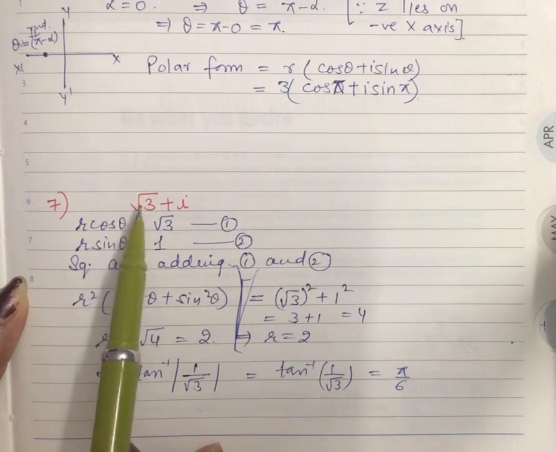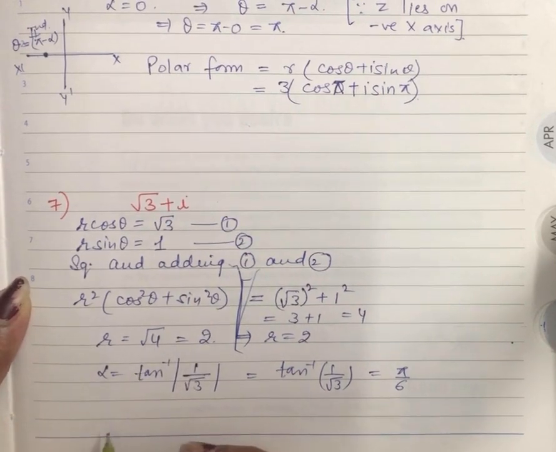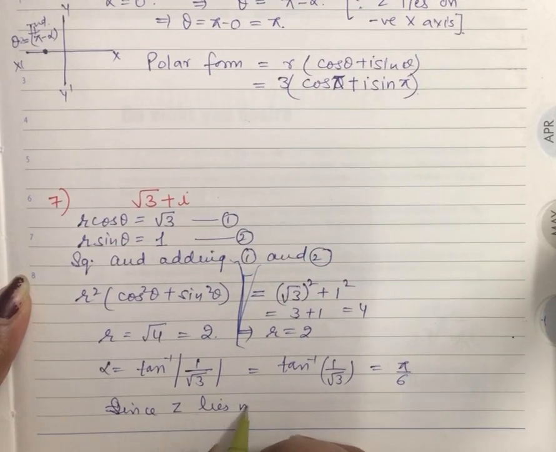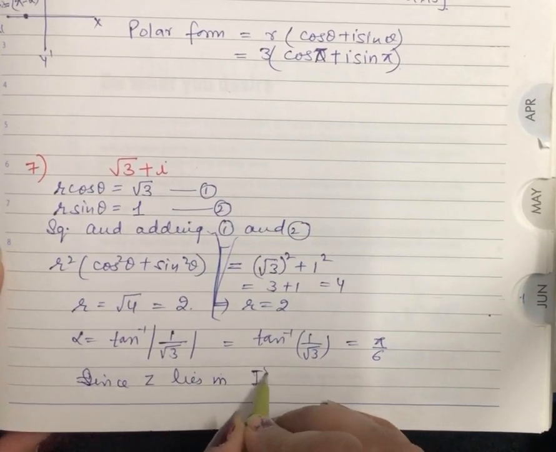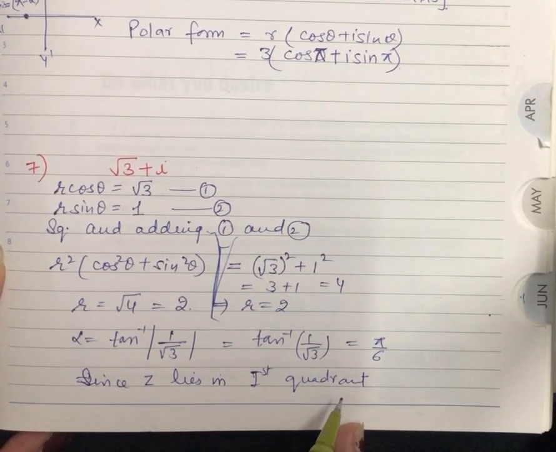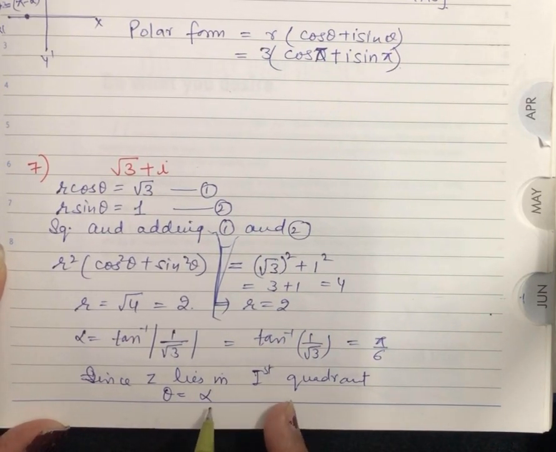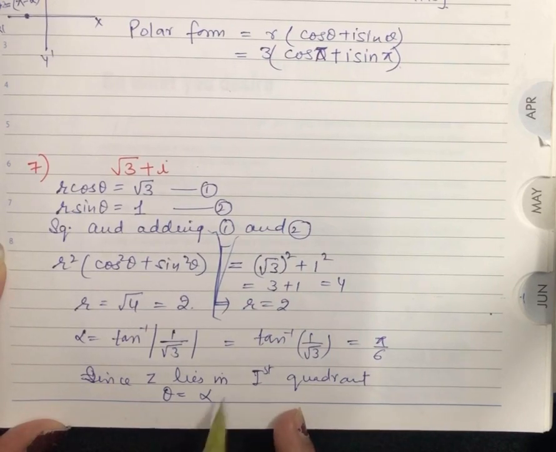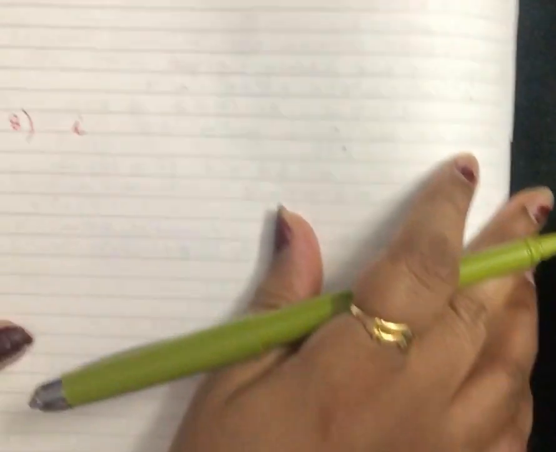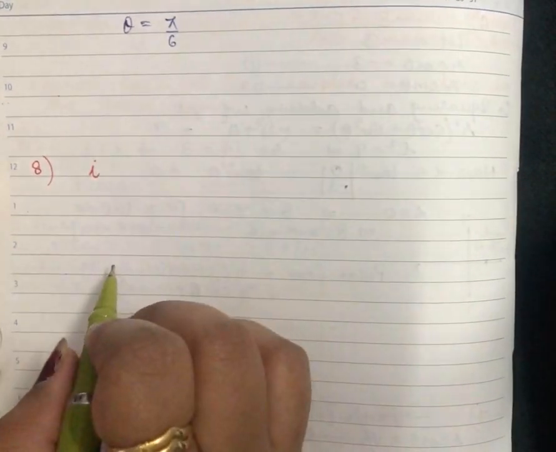Now here we observe both real and imaginary parts are positive. So this implies, since z lies in the first quadrant, because both real and imaginary parts are positive, theta is equal to alpha itself. As we have seen before, theta and alpha will be the same. So here theta is equal to pi by 6.